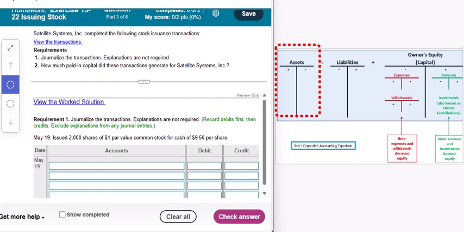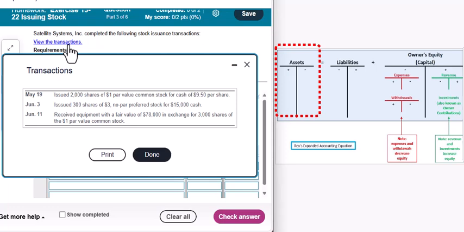Exercise 13-22, Issuing Stock. Satellite Systems, Inc. completed the following stock issuance transactions. Requirements: 1. Journalize the transactions. Explanations are not required. 2. How much paid in capital did these transactions generate for Satellite Systems, Inc.? We're going to have a look at the transactions here.